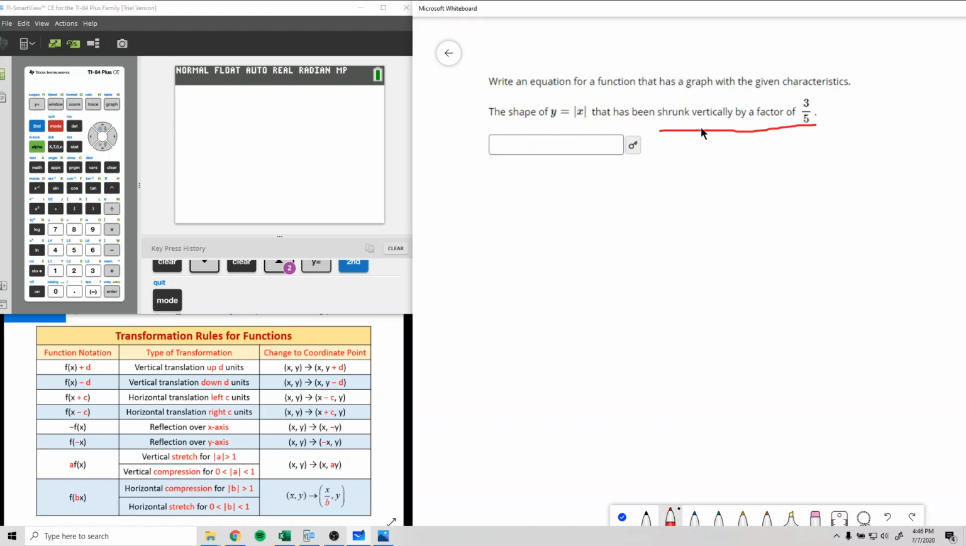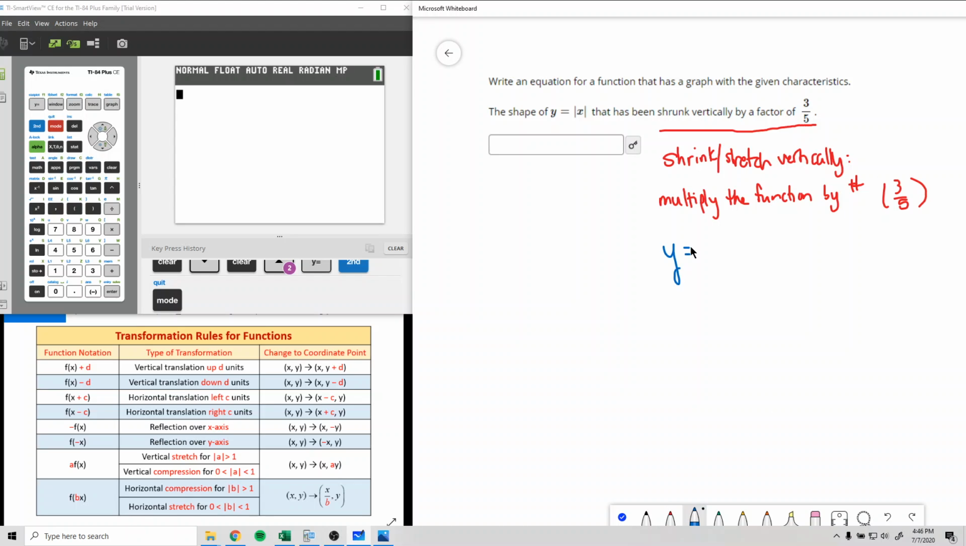But what we do when we shrink or stretch vertically is we multiply the function by the number. In this problem, 3/5. Right, and it's going to be just that simple. So if we have y equals the square root of x and we multiply it by 3/5, and that's it.